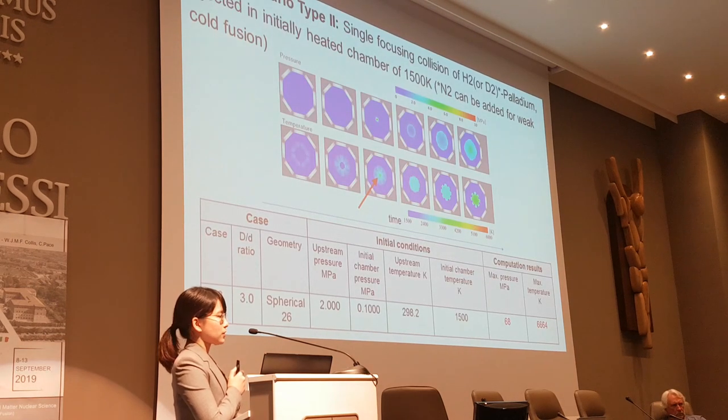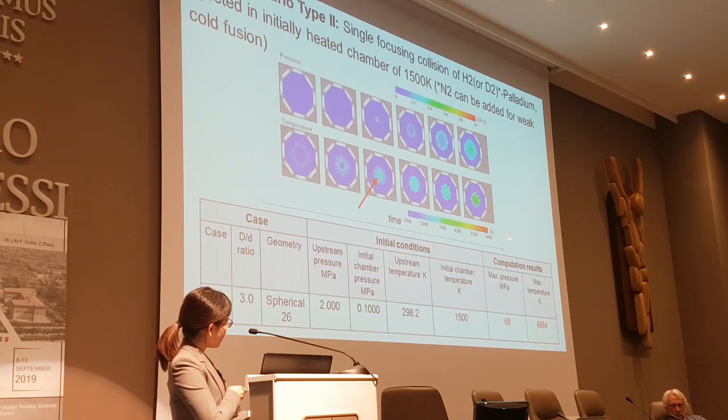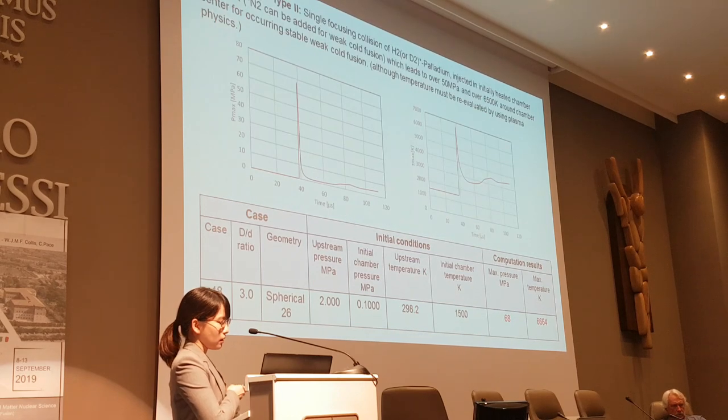And these are computation results for the next scenario. This computation result is the single focusing collision for an initially heated chamber of 1,500 Kelvin. As you can see, the maximum pressure at the collision point is over 70 megapascal, whereas the maximum temperature is over 6,000 Kelvin, much higher than scenario type 1. And next, these are the temperature and pressure histories of the collision point.